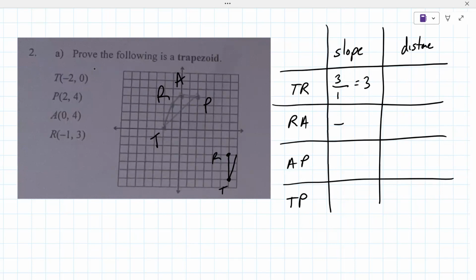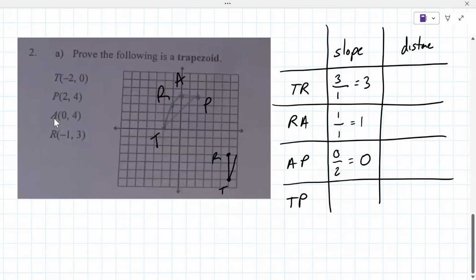And then R to A, you go up 1, and then you go right 1, so that'd be 1. Now from A to P, how much do you go up? You don't go up any. So what numbers? Go to the side, nothing. 0 over 2. What is 0 over 2? 0. Sorry. Yes.